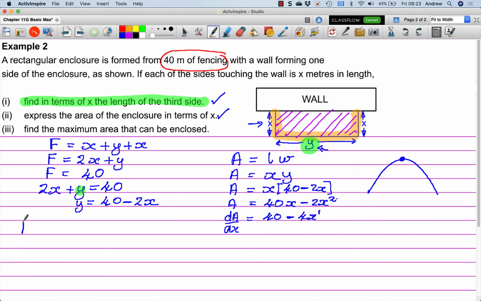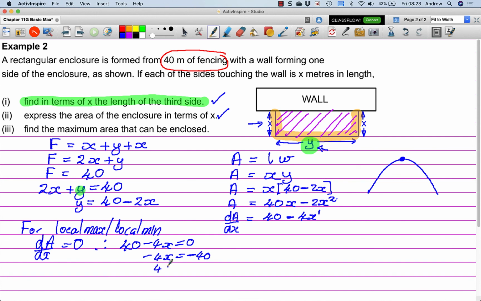What do I know? I know that for local max or local min, dA by dx is equal to 0. Therefore, 40 minus 4x is equal to 0. So minus 4x is equal to minus 40. So 4x is equal to 40. Divide both sides by 4. So we're going to end up with x is equal to 10.